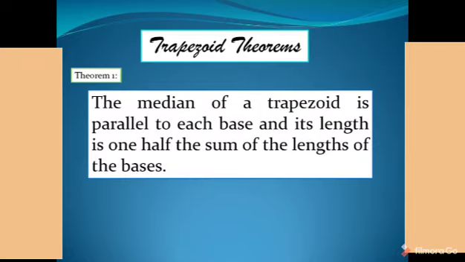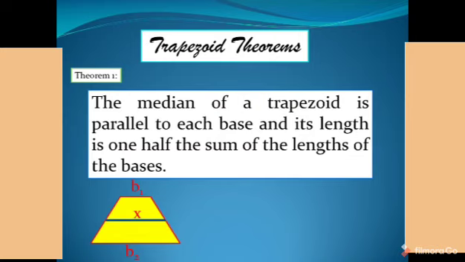Let's say theorem number one. The median of a trapezoid is parallel to its bases and its length is 1/2 the sum of the lengths of the bases. If we are going to illustrate that, as we agreed a while back, the shorter base shall be considered as our base 1 and the longer base is our base 2.